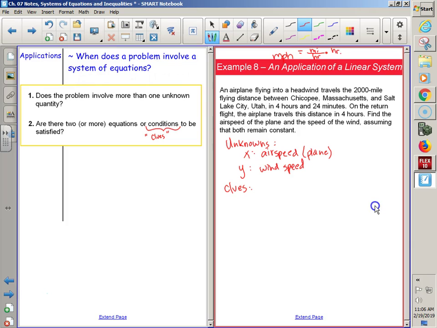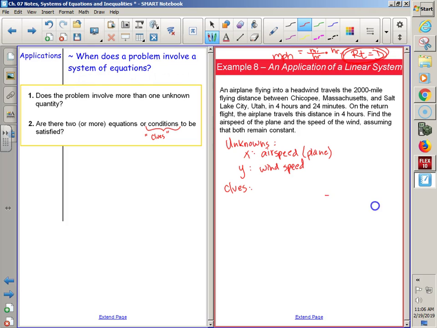So could I say that speed, or we call it in math rate, times time equals distance? Is that a formula that maybe somewhere you've ever seen? Yeah. Distance equals rate times time. Miles per hour times hour will get us miles. Let's use that.